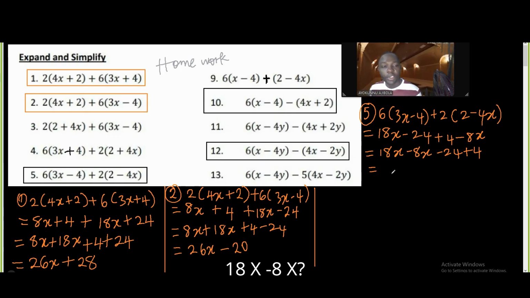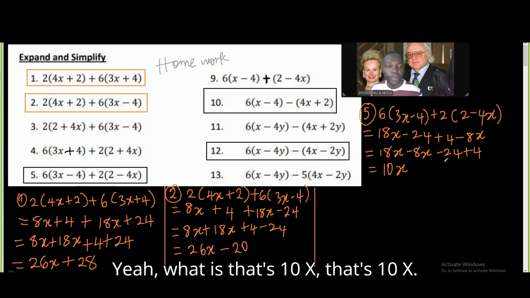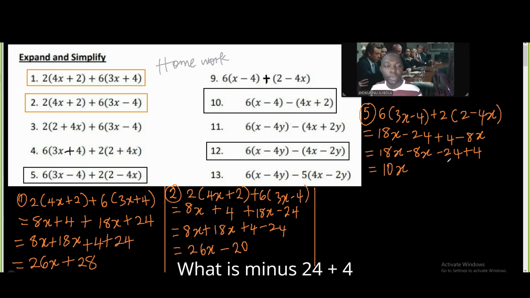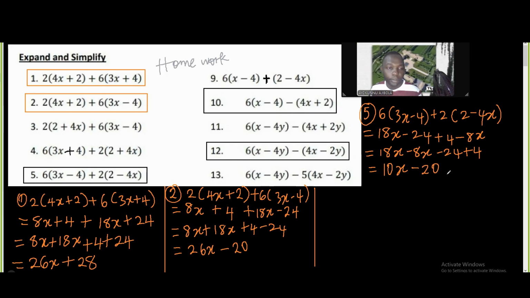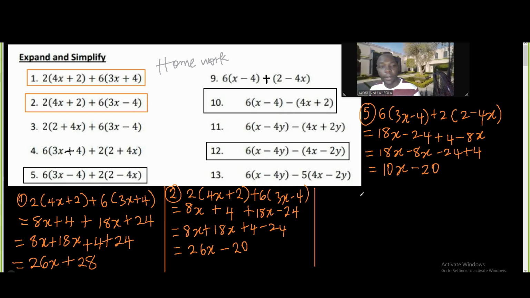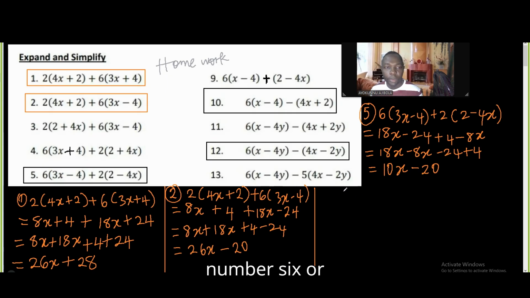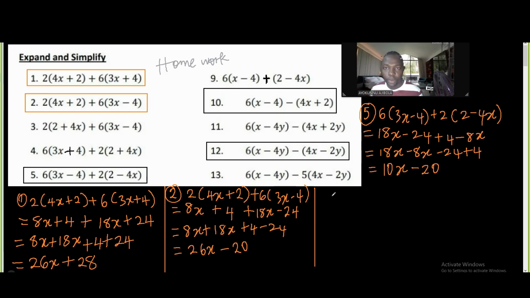What is 18x minus 8x? That is 10x. What is minus 24 plus 4? Minus 24 plus 4, that's minus 20. Exactly. Yes.